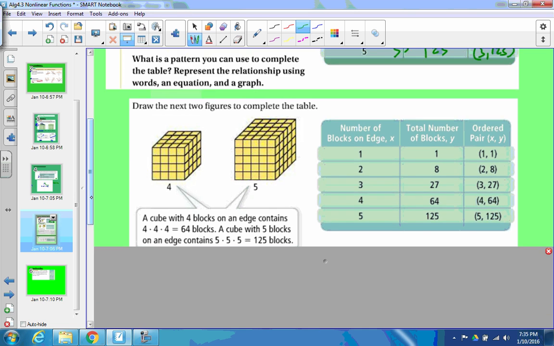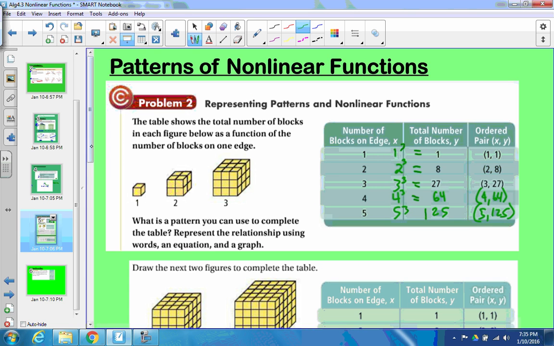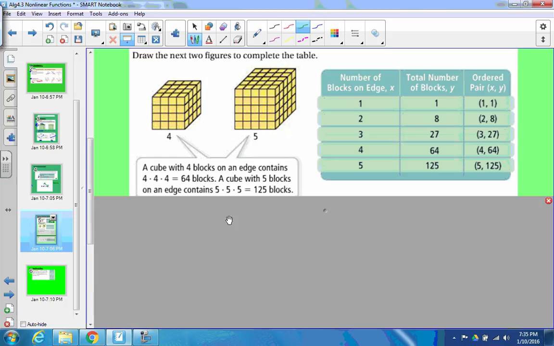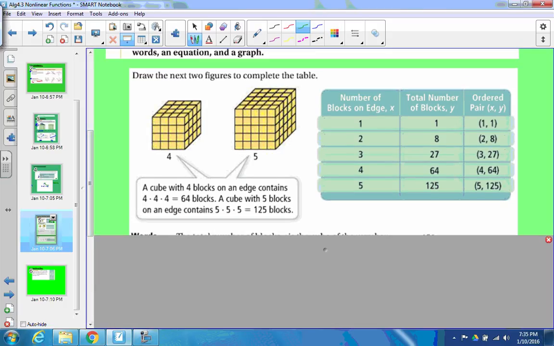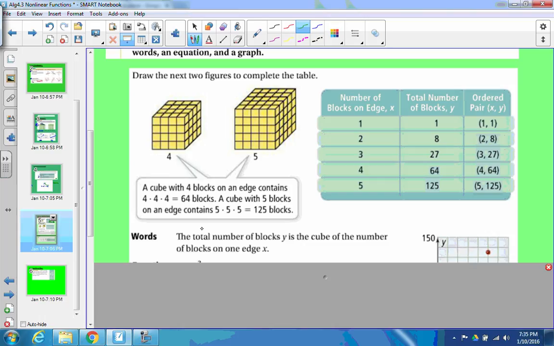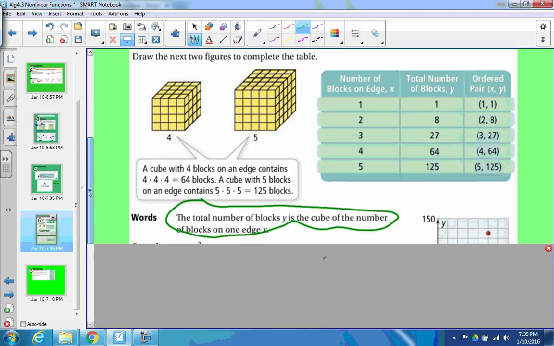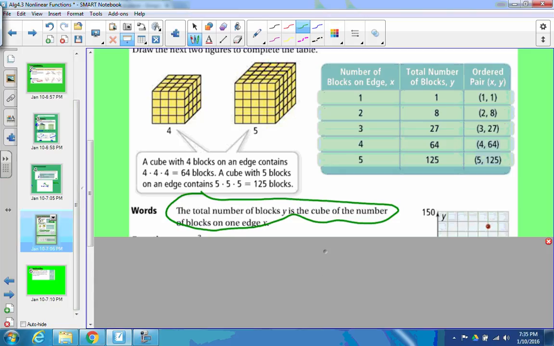We can write that in words and describe how that's changing. And you can say it this way. We have our little thing in words right here. The total number of blocks is the cube of the total number of blocks on one edge. Okay? And you can say it a different way too: the total number of blocks would be the number of blocks on one edge times itself 3 times, or cubed, or raised to the third power. So that's the fourth and fifth one right there.